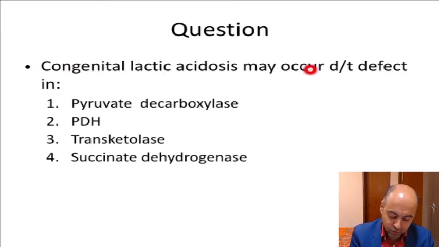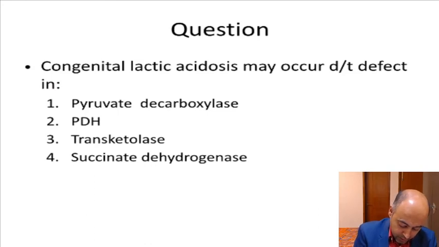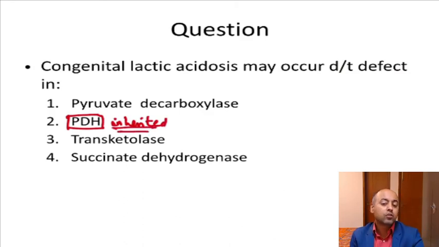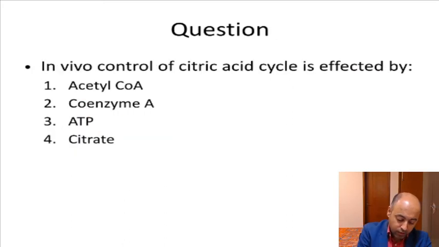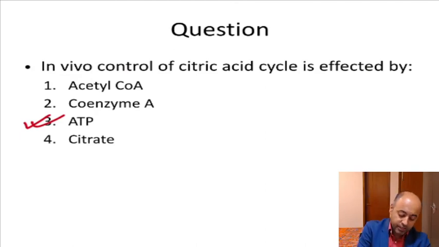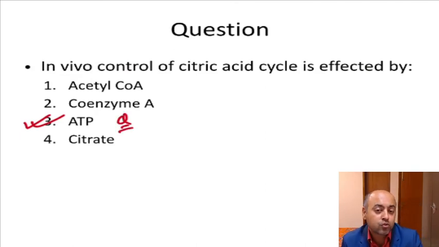Congenital lactic acidosis is due to a defect in pyruvate dehydrogenase. This is the inherited deficiency. We had said inherited deficiency of pyruvate dehydrogenase will cause lactic acidosis. In vivo control of the citric acid cycle is affected by ATP. Please note this down. You can write separately. This is a commonly asked question which is not mentioned in a lot of books.